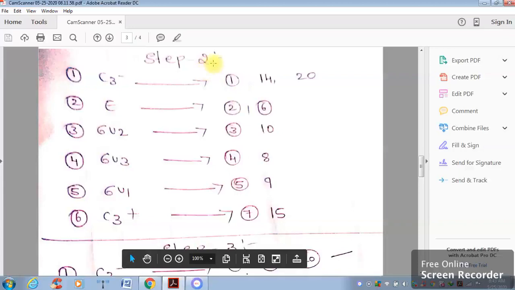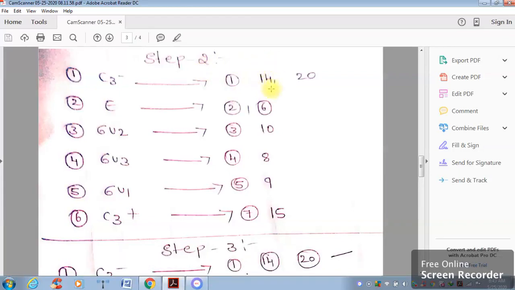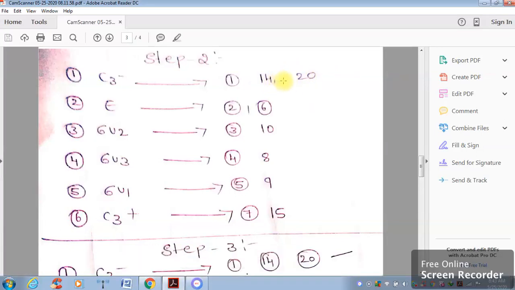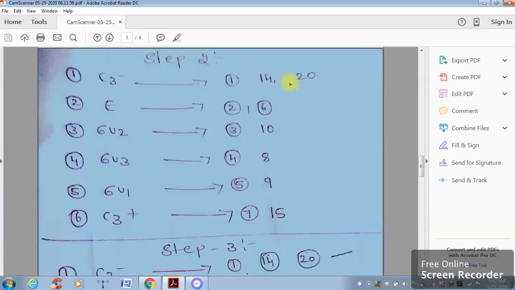In step 2, first you write 14 at top. The next number is 15, which you write at bottom. In the second step, you write 14 at top, 15 at bottom. The last box number is 20, therefore write this 20 after 14.